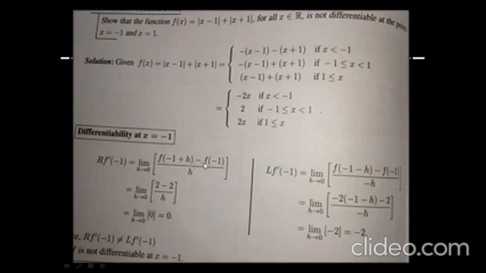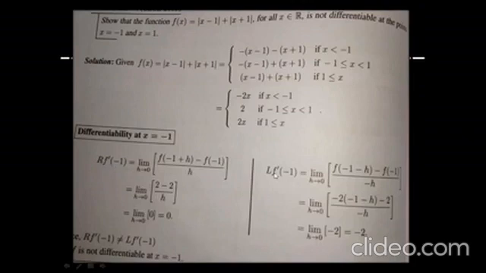And now if you are writing the value of the function at minus 1, it should be equal to the... Again, we have to look at the middle value. If x is more than or equal to minus 1, the equal symbol is there, so again we put this as 2. So 2 minus 2 upon h becomes 0, and we get the right hand differentiability at x equal to minus 1.